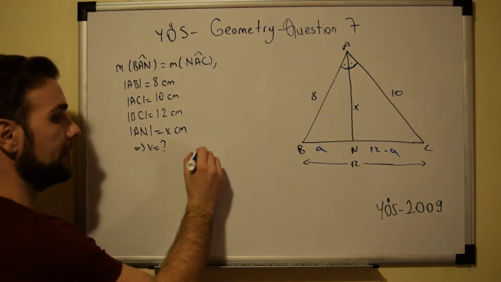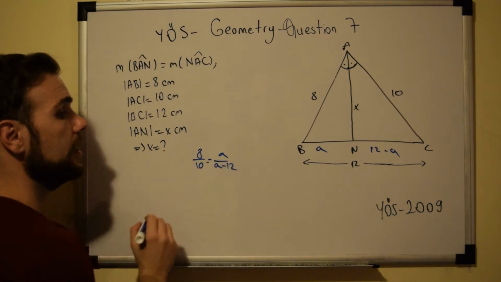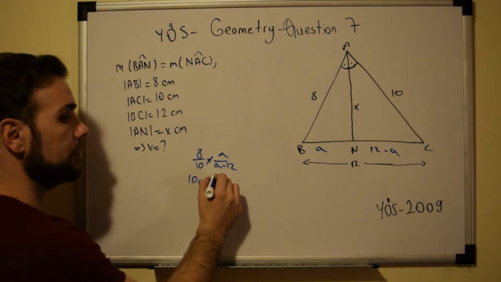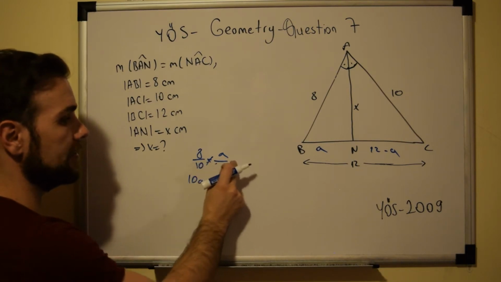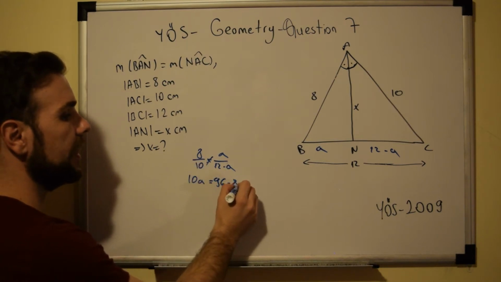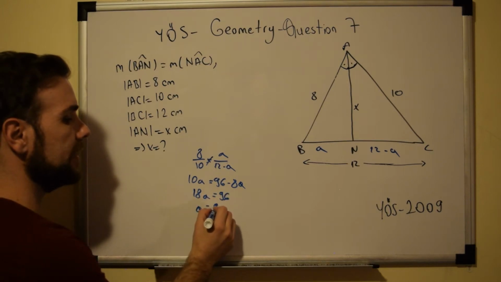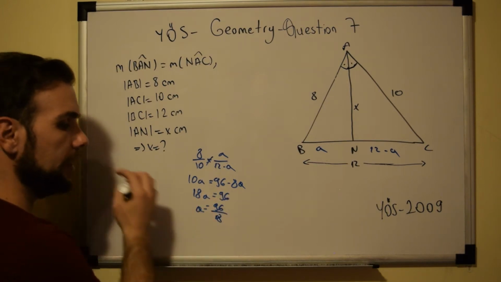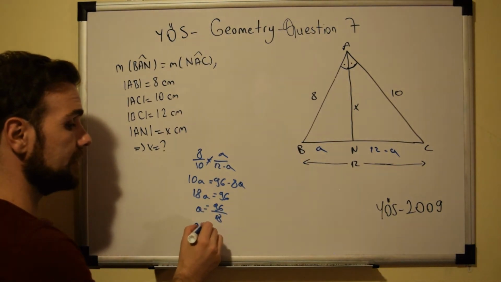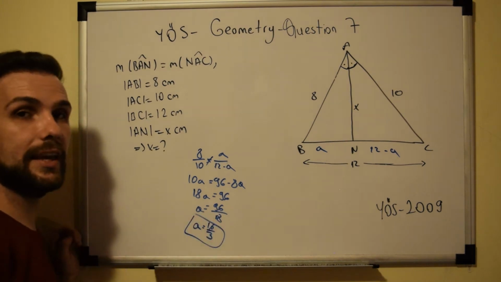So let's do that. We have 8 over 10 which is equal to A over 12 minus A. So we cross multiply. We have 10A which is equal to 8 times 12 minus A, so we have 96 minus 8A, so we have 18A which is equal to 96. A is equal to 96 over 18. We divide the numerator and denominator by 6, so we have 16 over 3. So the value of A is 16 over 3.